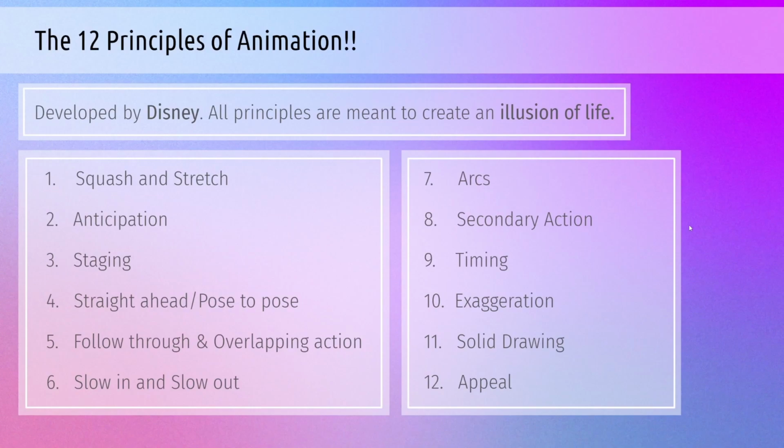The 12 principles of animation. They were all developed by Disney, and all principles are meant to create an illusion of life. So: squash and stretch, anticipation, staging, straight ahead and pose to pose, follow through and overlapping action, slow in and slow out, arcs, secondary action, timing, exaggeration, solid drawing, and appeal.